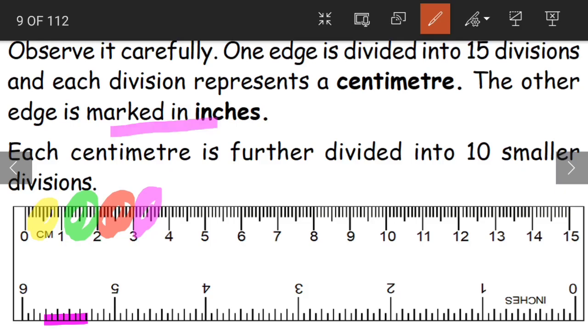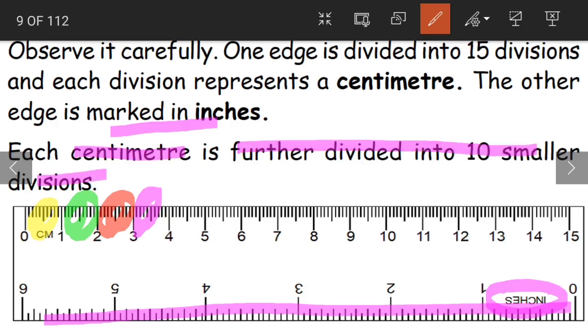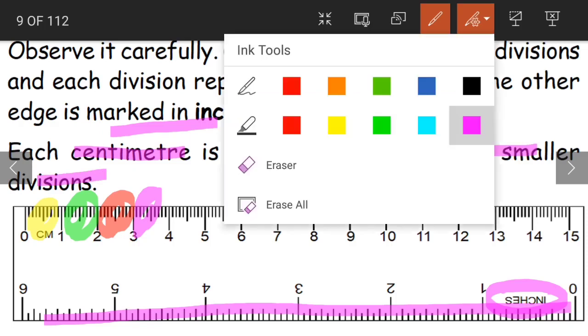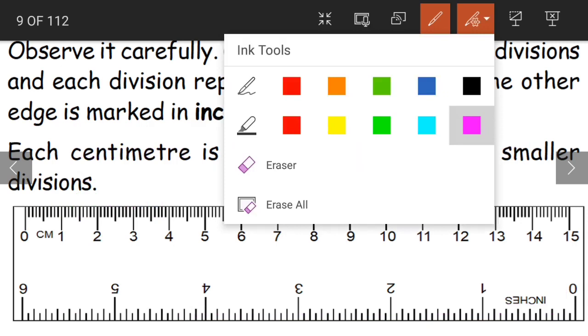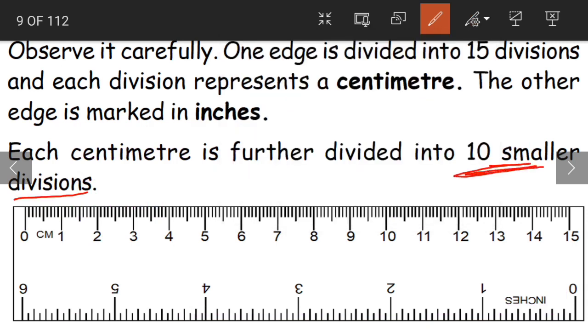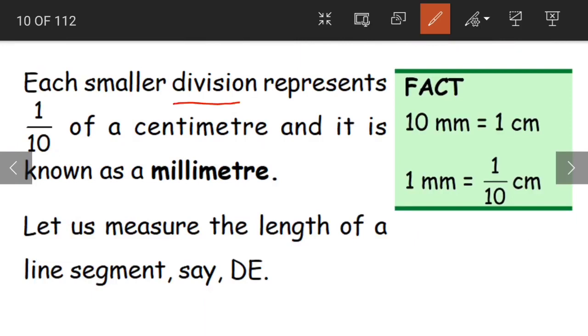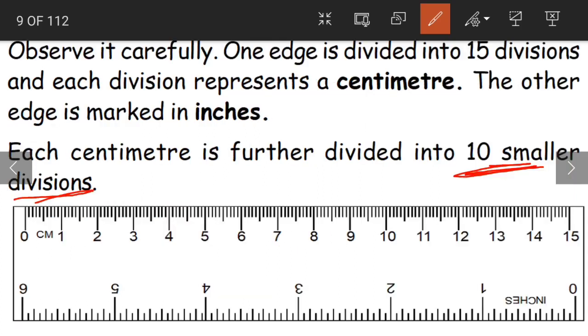The other edge is marked in inches. Now if we consider centimeters, each centimeter is further divided into 10 smaller divisions as we have discussed. Each smaller division represents 1 by 10 of a centimeter and is known as a millimeter. Yes or no? See, this is only one part out of the 10 divisions. It is only one division out of the 10 divisions.